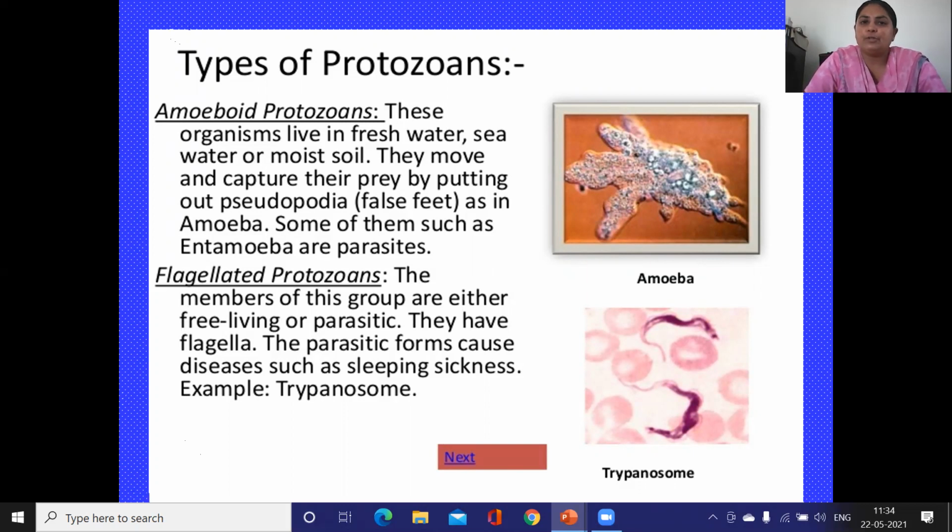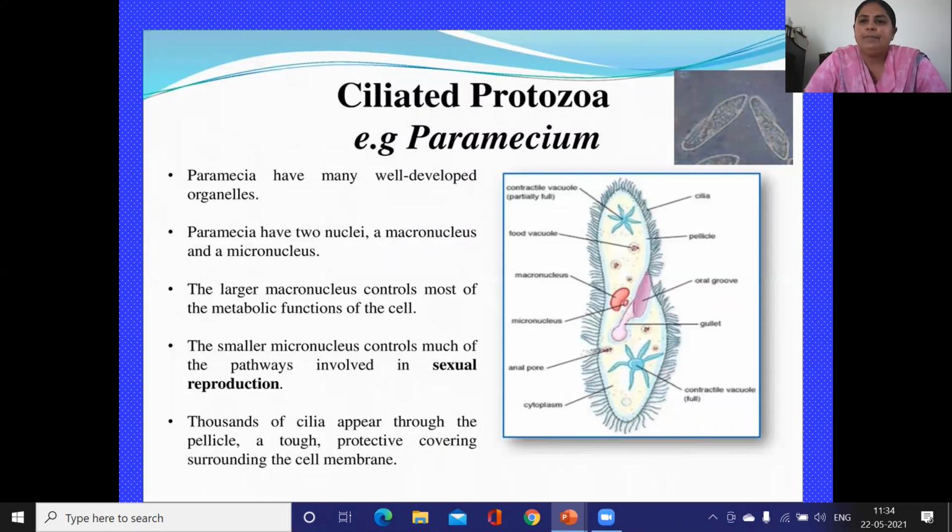The third type of protozoans is ciliated protozoans. And the common example of ciliated protozoans is Paramecium. Paramecium have well-developed organelles. And two nuclei are present inside the Paramecium. One is the macronucleus and another is a small nucleus, which is known as the micronucleus. This larger macronucleus controls most of the metabolic functions that generally occur in the cell, whereas the smaller micronucleus controls some of the pathways that are involved in sexual reproduction.